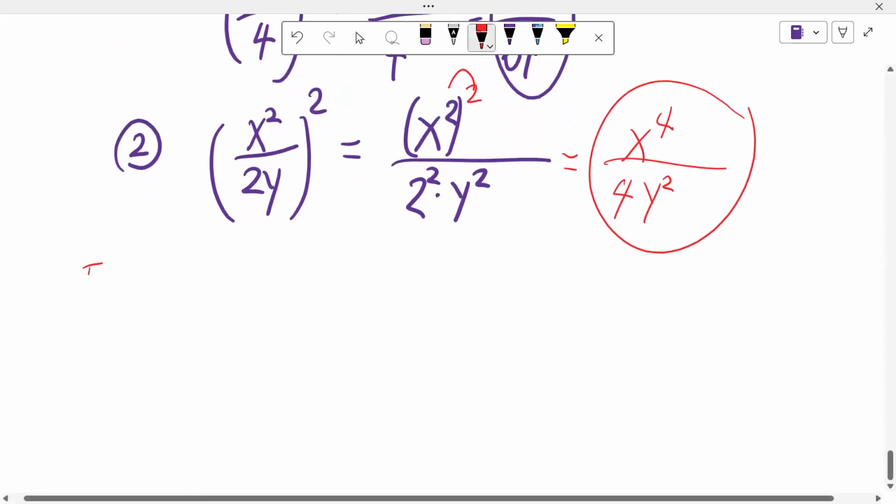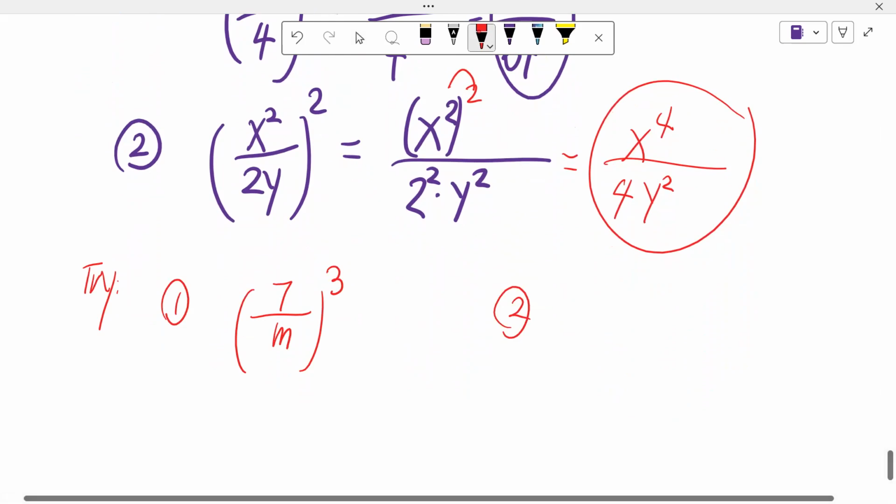All right, let's try a couple. Let's say we have something like 7 over 11 to the third power. Second one, 3z over x cubed to the third power. Let's simplify this.